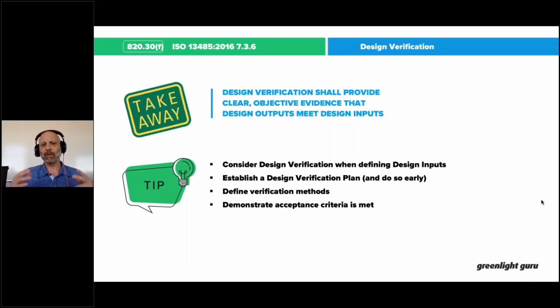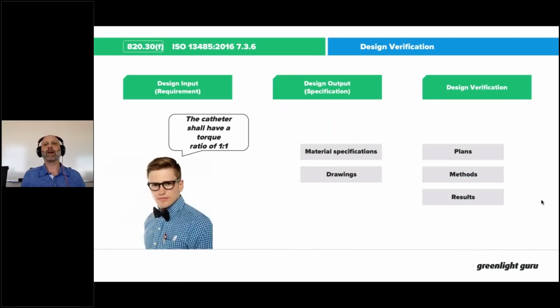Now, the key thing that I think we get stuck into thinking about from a verification standpoint is that it is testing. Yes, testing is often a big part of design verification, but it can also be other methods that we're deploying. I could do some sort of analysis or some sort of inspection. It doesn't always have to be testing, but I need to be able to prove and demonstrate that my acceptance criteria is being addressed. So just some things to think about.